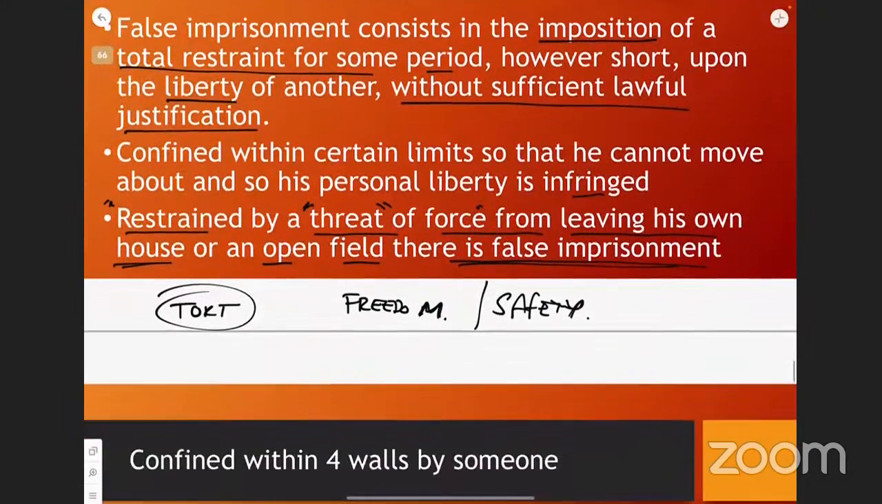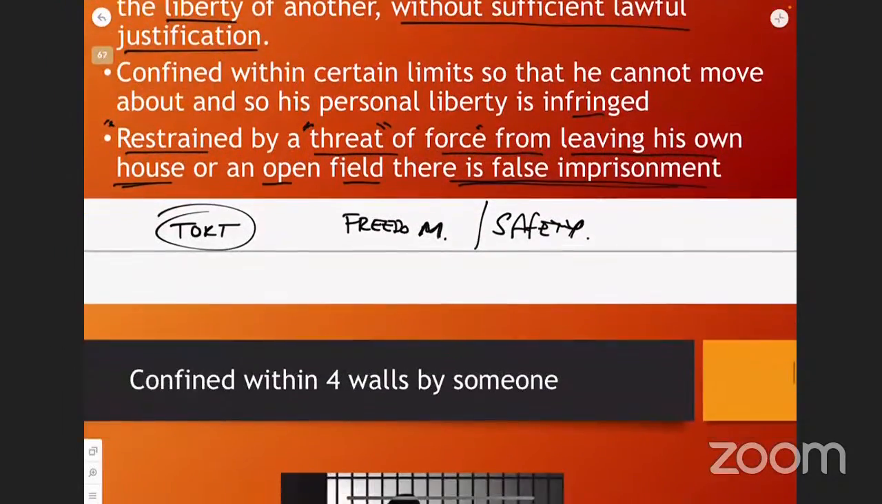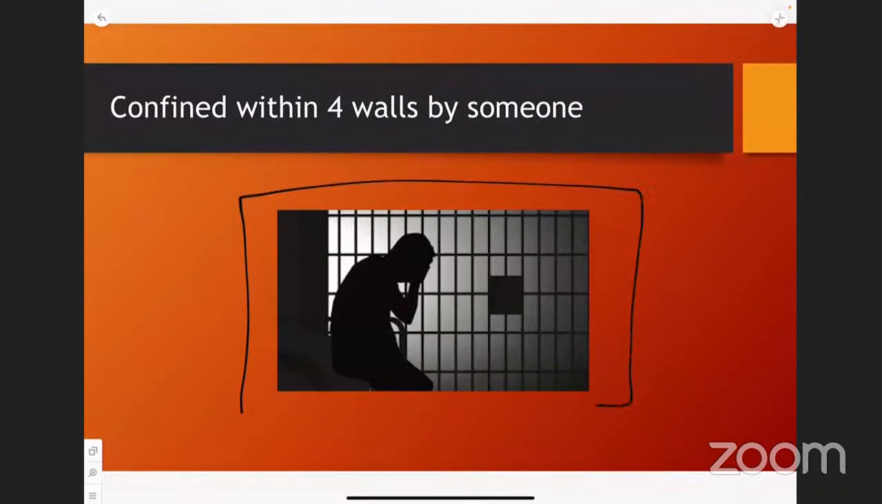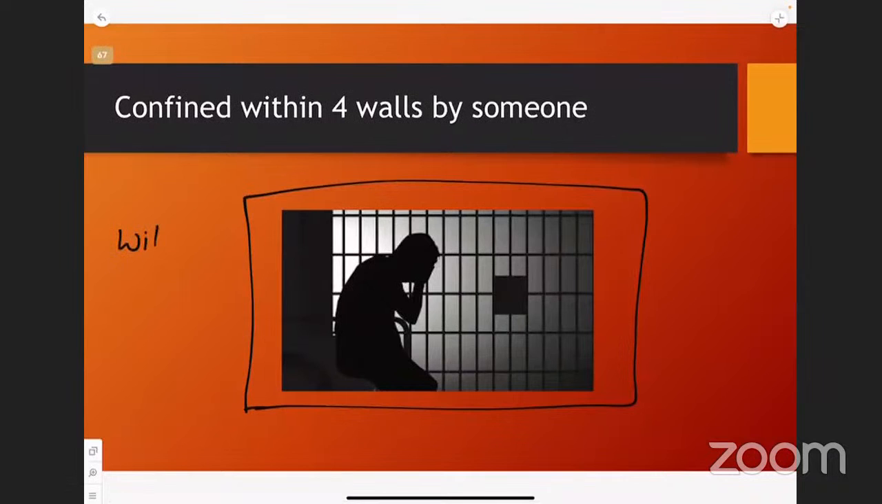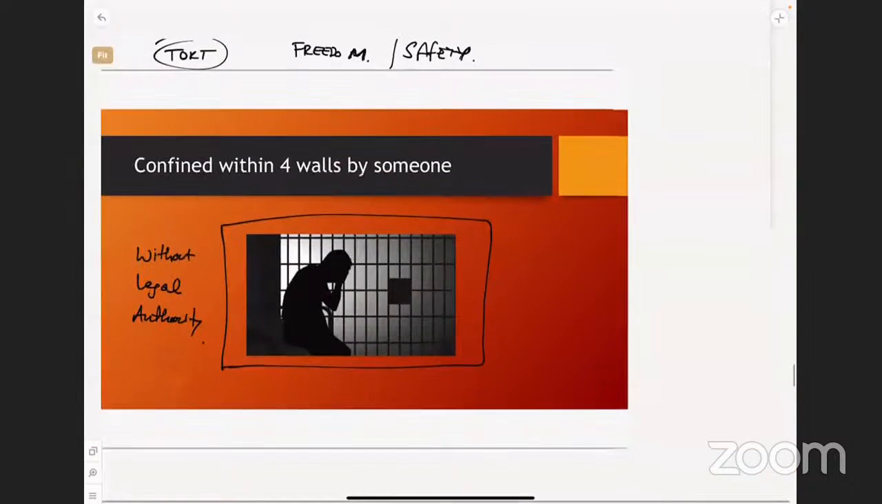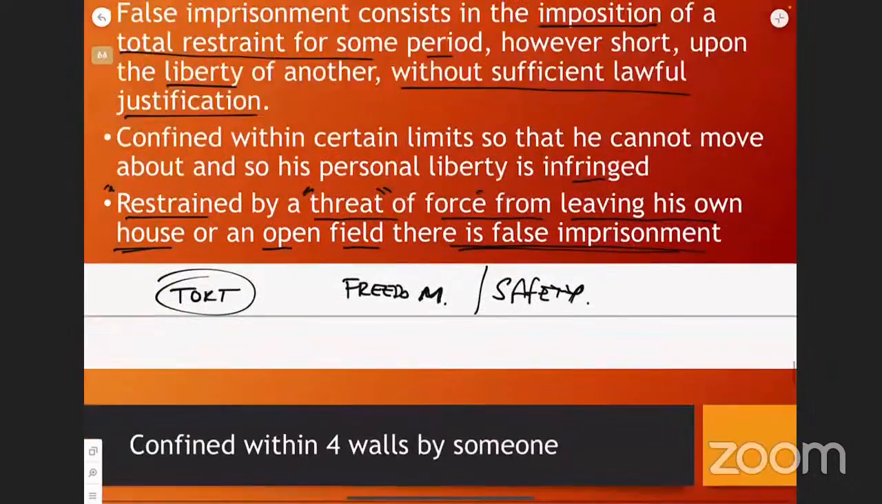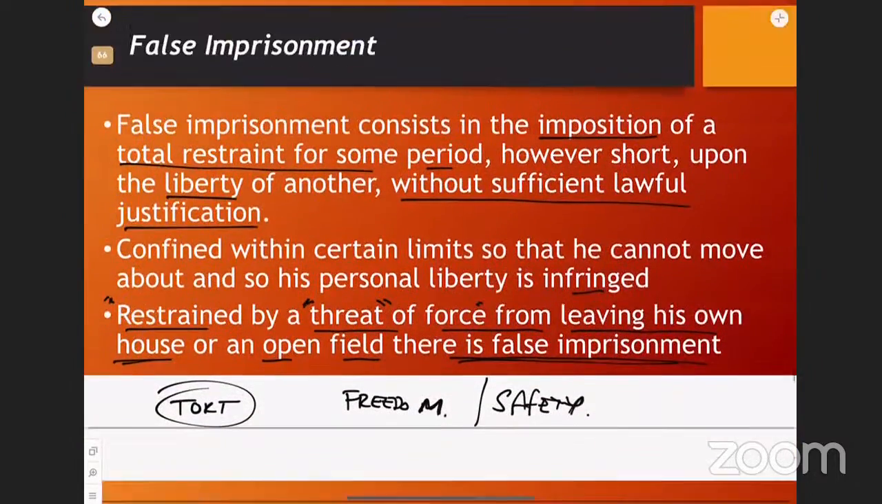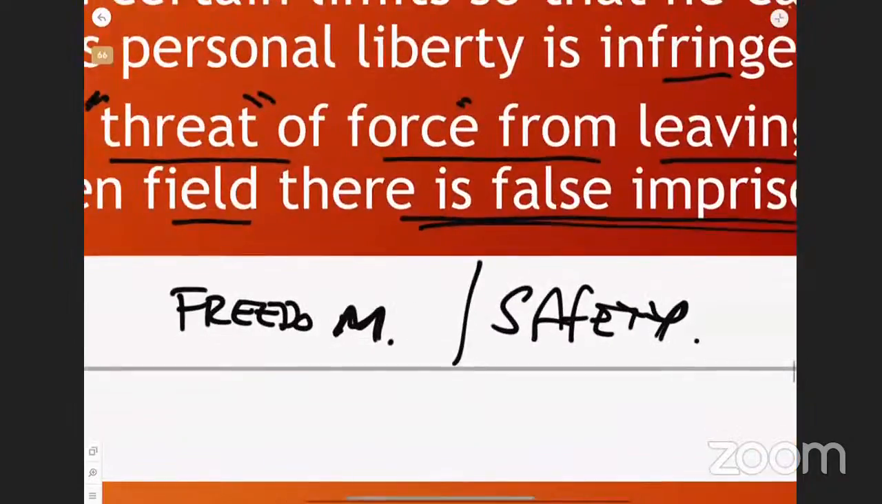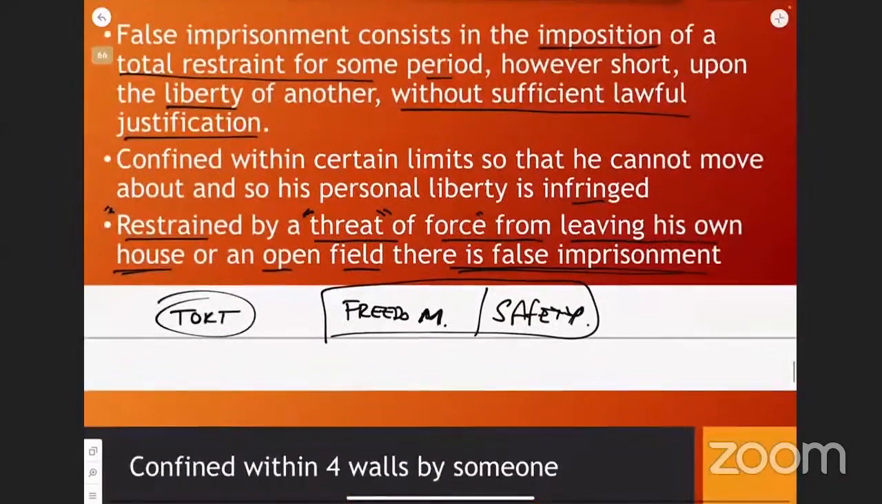So what is happening basically? You are putting somebody within four walls, you are imprisoning them without legal authority. Legal authority means police. Police can detain you. But if somebody else does it, it becomes false imprisonment. It becomes against your personal freedom and safety. It is a tort in law.